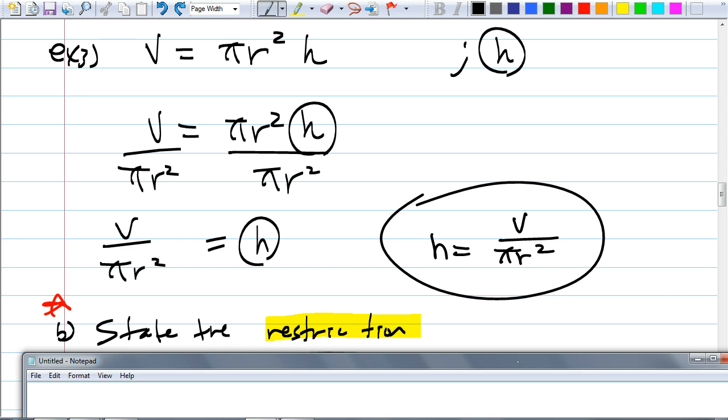Yes, how about Austin? You can't divide pi r squared for v. Why not? Because it doesn't go into it. No, that's not the reason.